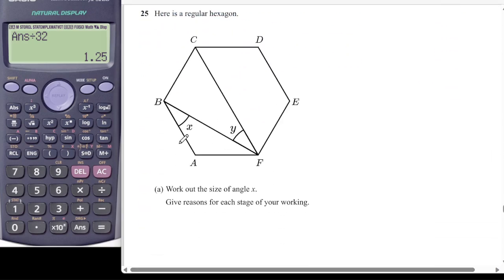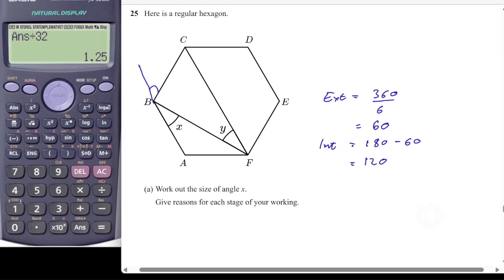Okay, question 24. Here's a regular hexagon. Work out the size of the angle marked with the X. You must give reasons for each stage of your working. Okay, so I'm going to work out the exterior angle. So the exterior angle is going to be equal to 360 divided by 6. So that's going to be equal to 60. So the interior angle is going to be equal to 180 minus 60, which is going to be equal to 120.